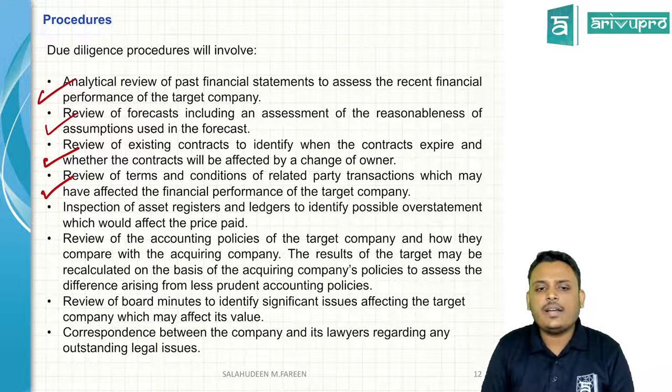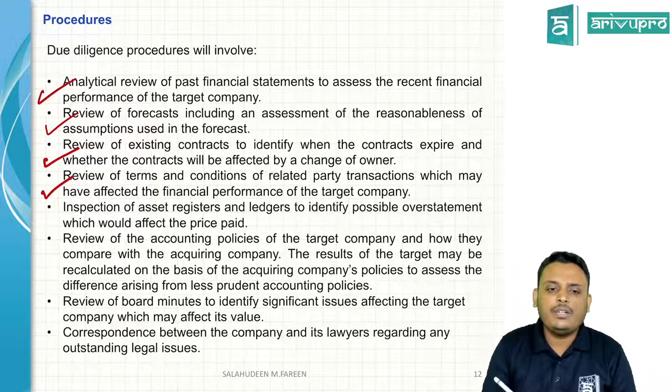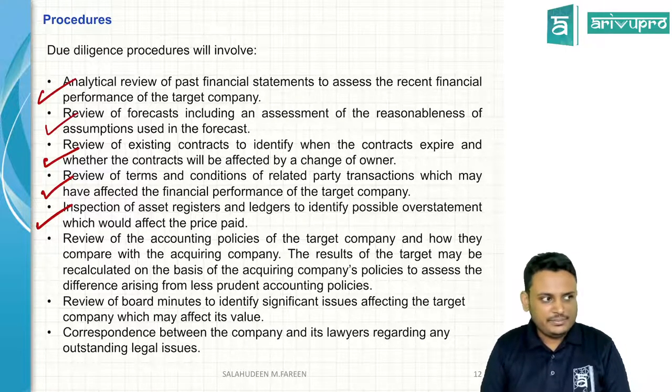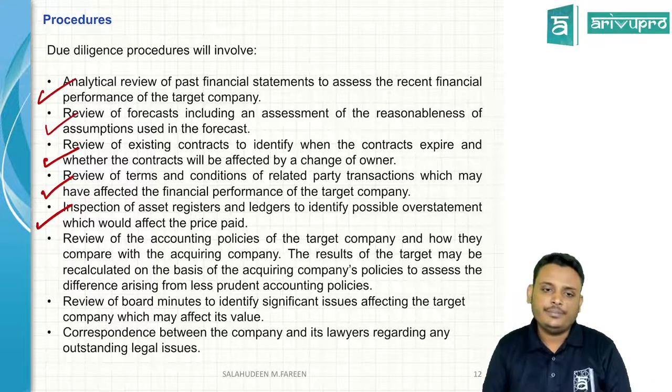Inspection of assets, registers, ledgers to identify possible overstatement of the assets. Normally when someone wants to sell the company, there is a possibility that they may overstate their assets, net assets, in order to increase the value. So you have to carefully inspect the asset registers and the ledgers, and identify whether there is any overstatement.